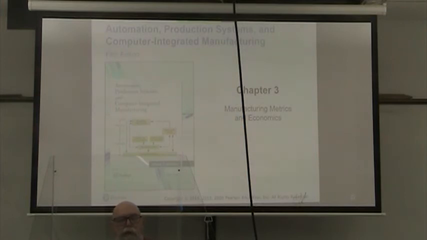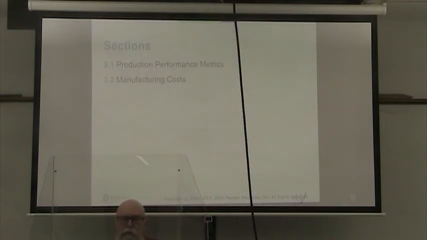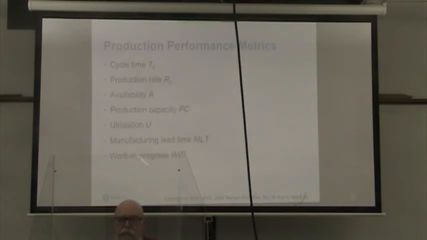So chapter 3 is on manufacturing metrics and economics. Both of those are extremely important. Economics is often neglected these days, and people take an attitude of, boy, I sure hope we make money, which pretty much scares me. And setting our performance metrics is absolutely going to determine how good a job we do. All right, so let's think about what some of those performance metrics are.